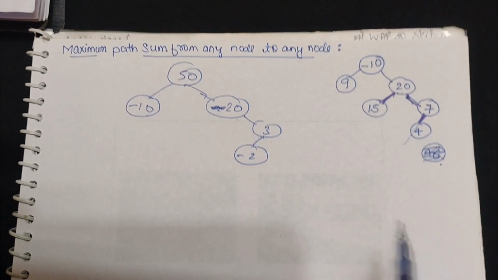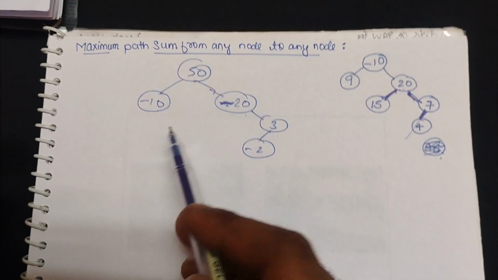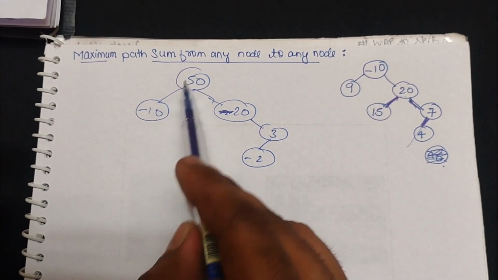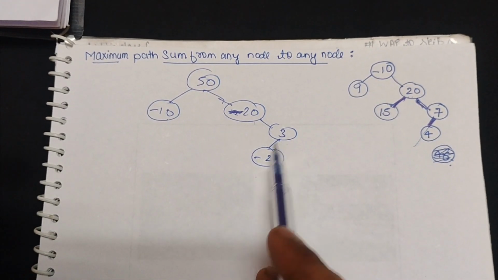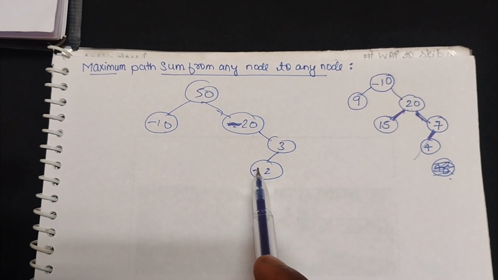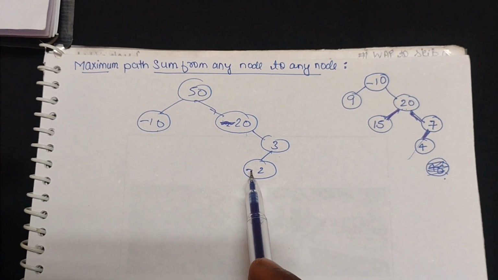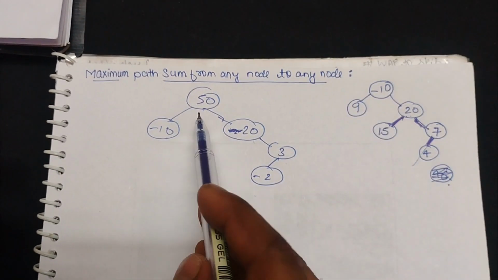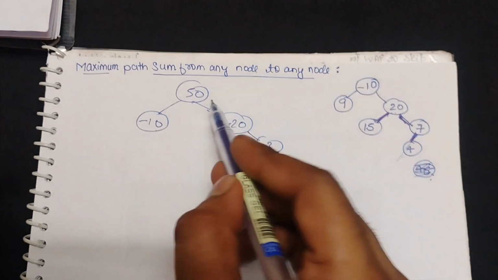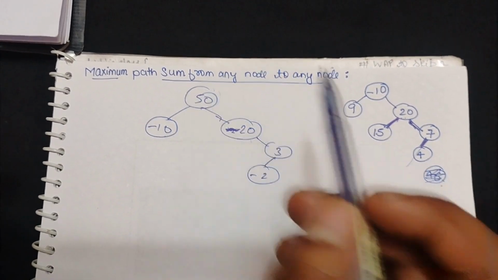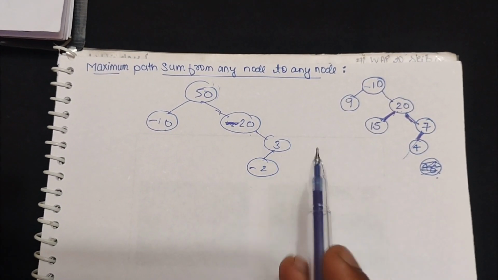Here if I ask what the maximum path sum is, you will say, what value is it giving? It is giving 20. If I take this, it will give 21. And what if I choose this path? It will also give a lesser value. But what if I choose just this single node 50? So it is the maximum of all.